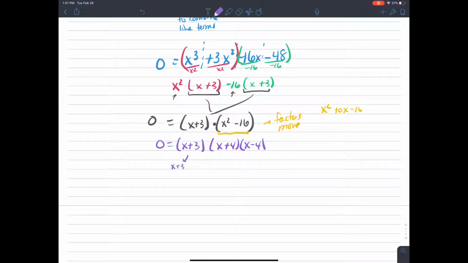So one of those factors has to be the reason why we got 0. And we don't know which one it is, so we have to consider all of them. So I'm setting them all equal to 0. So our answers for x could have been negative 3, negative 4, or positive 4. But that's not the answer to the question.